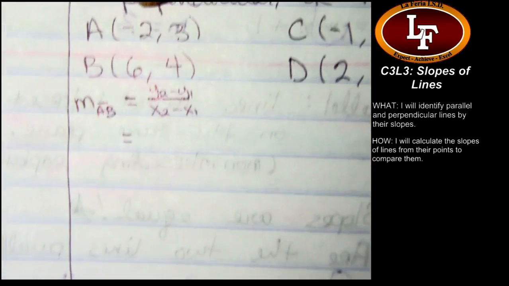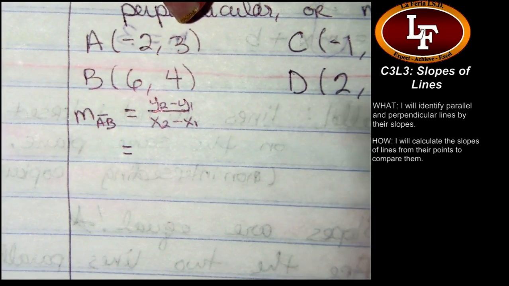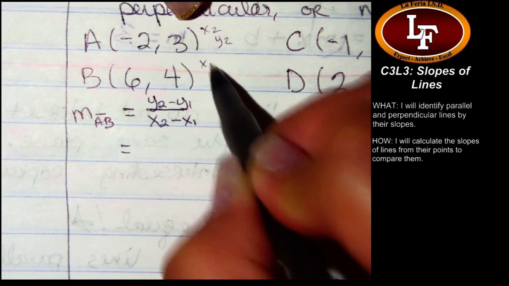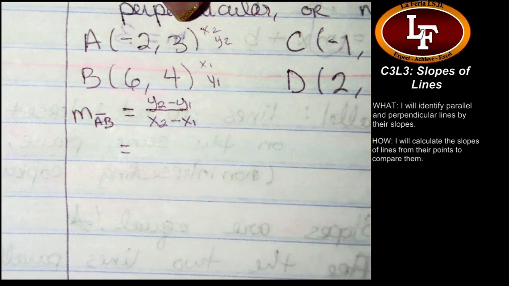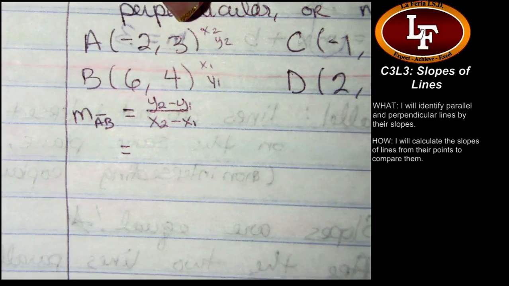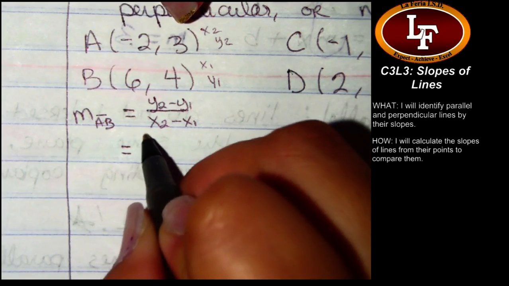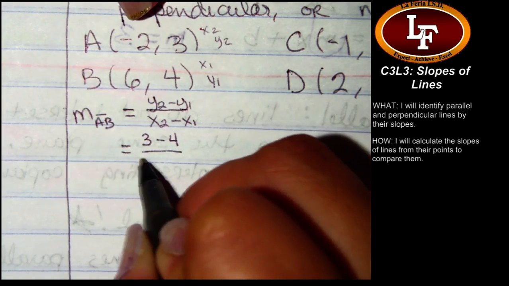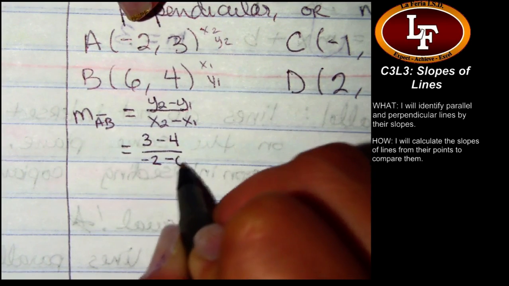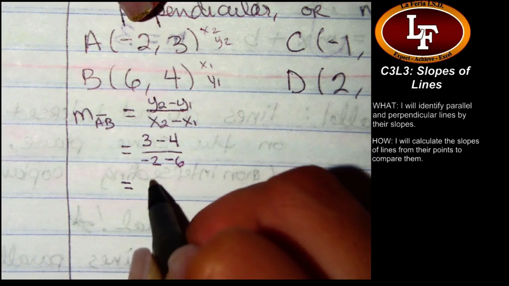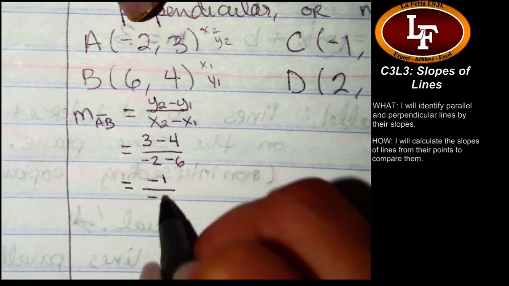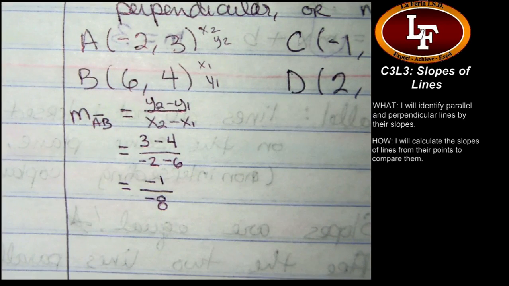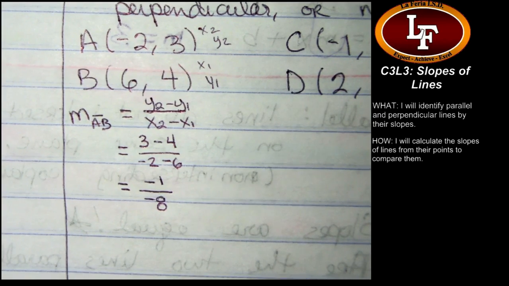Now I'm going to cheat here a little bit, and I'm going to call the top one x2, y2, and the bottom one x1, y1, just so that as I'm writing left to right, I can just read top to bottom. So y2 is 3, y1 is 4, x2 is negative 2, x1 is positive 6. So the top is a -1, the bottom's a -8, and there's my slope for line AB. Repeat for line CD.